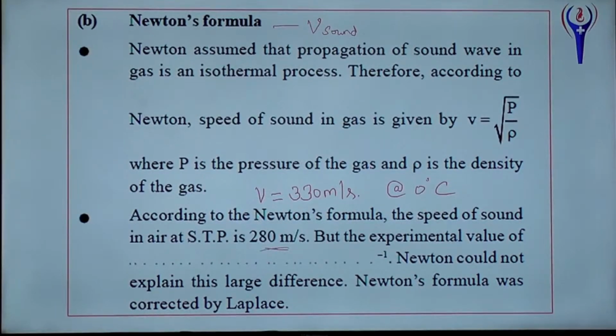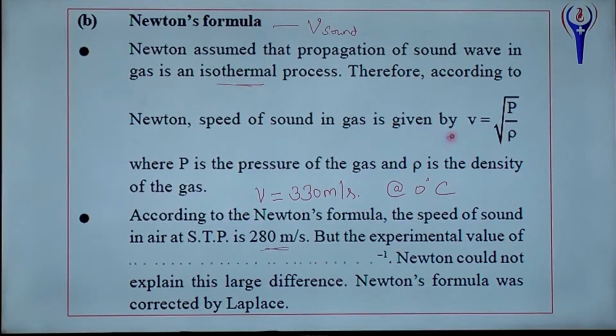So this is one of the failures of Newton's formula. What is the failure? He assumed that sound waves propagating through gas is an isothermal process, temperature maintained constant. But that is a wrong concept. So that was corrected by the next person, called Laplace. That is called Laplace correction.